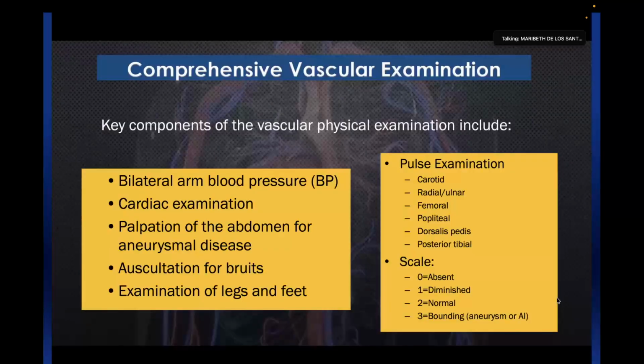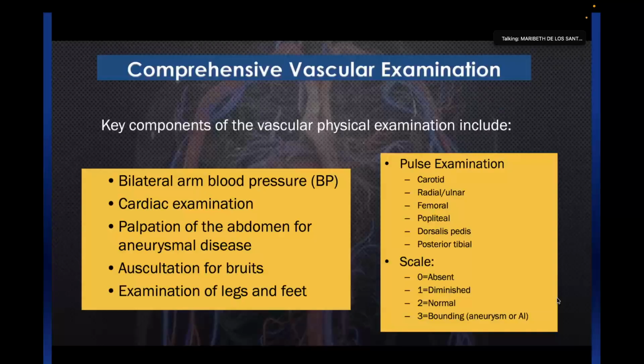Now, what are the key components of the vascular physical examination? This is very important and is considered a cornerstone in the diagnosis of PAD. A comprehensive vascular examination, meaning to say, you get the blood pressure bilaterally, do a cardiac exam, palpation of the abdomen for aneurysmal disease, auscultation for bruits, and examination of legs and feet.